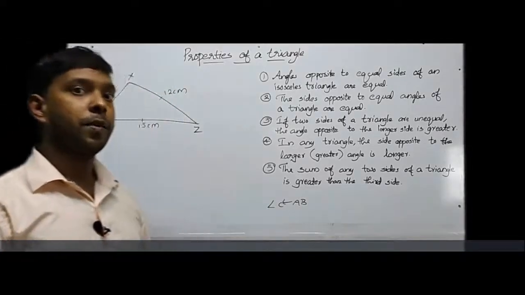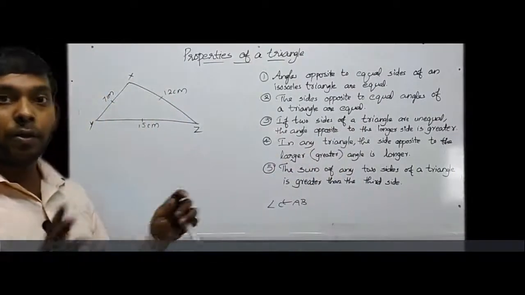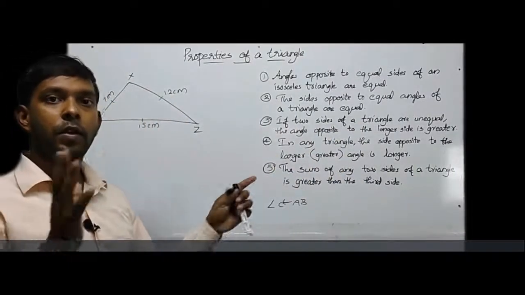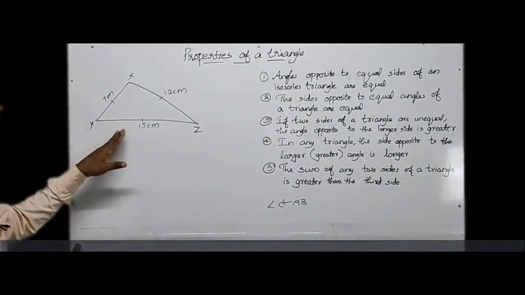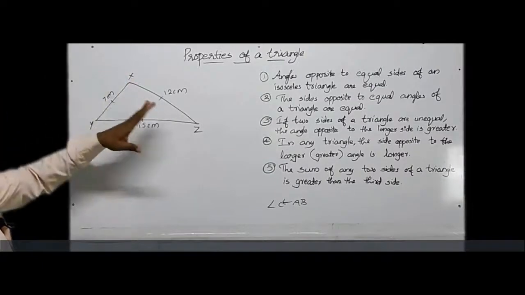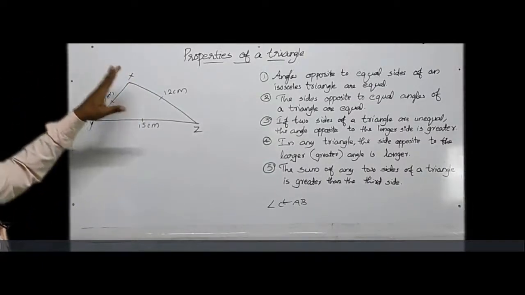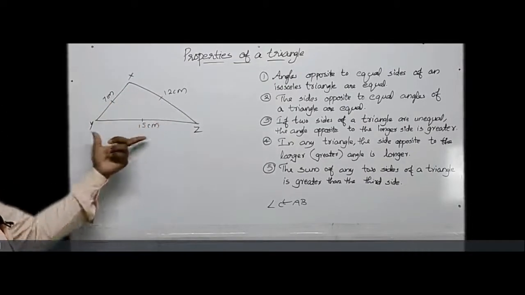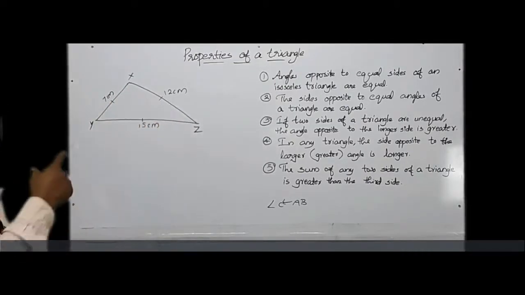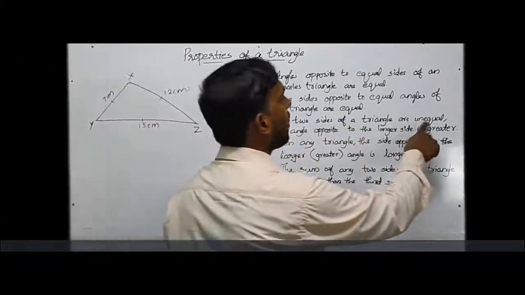Now, according to this property, two sides of a triangle can be unequal. Unequal means not equal to one another. So looking at the picture, we understand the three sides of this triangle are unequal. XY is not equal to XZ. XZ is not equal to YZ. Why are they unequal? The reason is here. Two sides of a triangle are unequal.